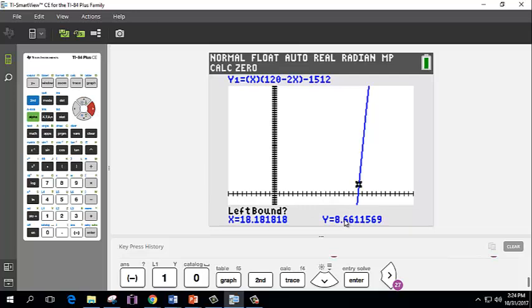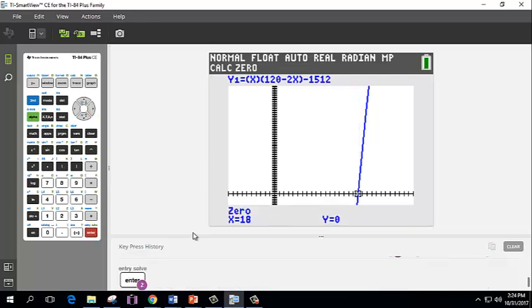So now I'm going to find my 0. I'm going to go 2 clicks to the left. You want to make sure you're in the negatives because it's to the left of the 0. Enter. To the right, enter, enter a third time, and we know that it occurs at 18. So 18 is where the x value occurs, but what is being asked?